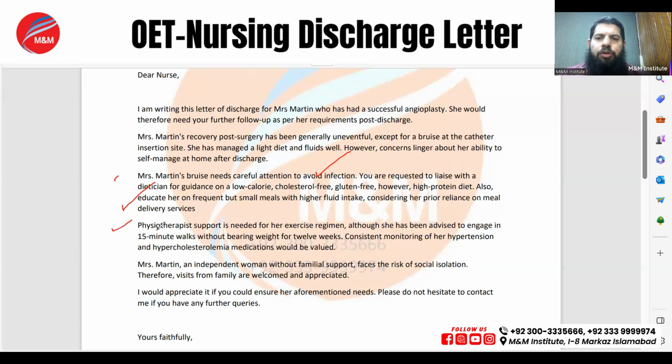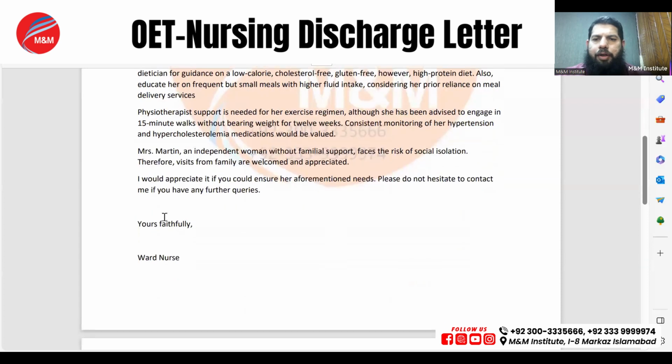Then we can see we focus on the physiotherapist point. A physiotherapist is needed, right? And then monitoring medicines of this and this. We have not mentioned the name of the medicine. We can mention the name over here in the brackets. And the last point is the socioeconomic.